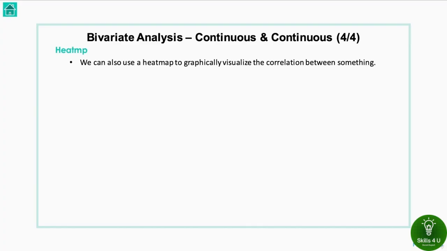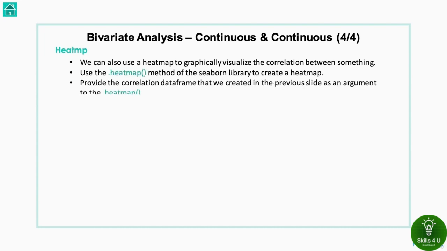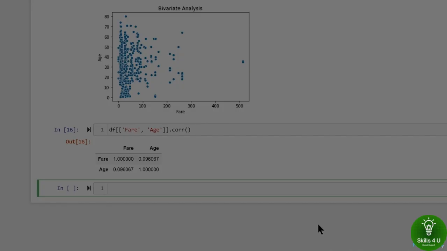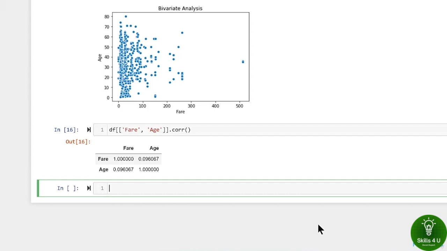We can also plot the resultant correlation data frame that we saw in previous slides using a heat map. A heat map represents different numerical values using color codes, which is visually very helpful, especially if you are studying the correlation between more than two variables. Let's learn to create a heat map in Jupyter Notebook. The .heatmap method of the Seaborn library takes the correlation data frame as an argument to generate a heat map.